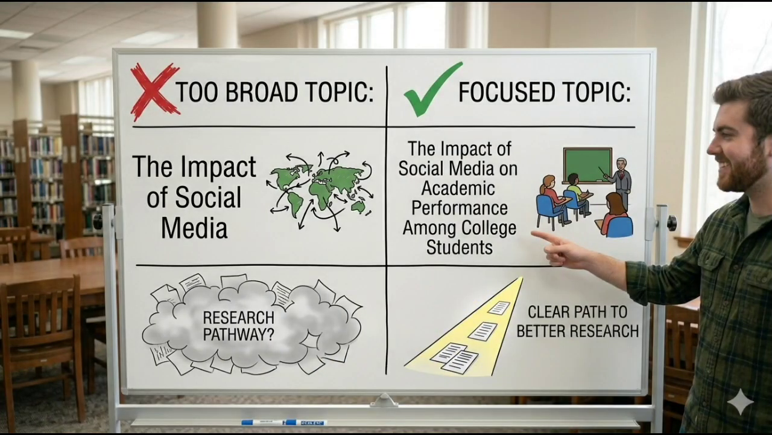Step 4. Avoid topics that are too broad. Many students choose topics that are too wide, for example, the impact of social media. This topic is too broad. Instead, narrow it down. For example, the impact of social media on academic performance among college students. Now the topic is clearer and easier to study. A focused topic leads to better research.